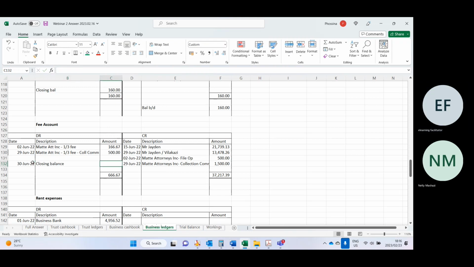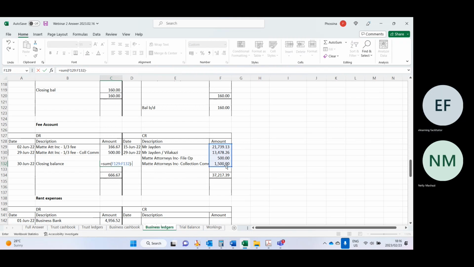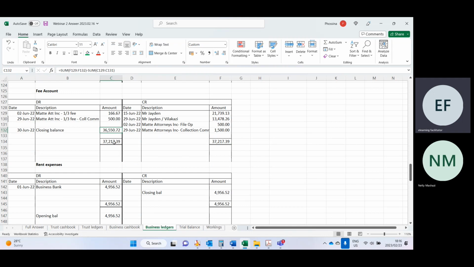Okay. Closing balance. I'm just going to apply a formula. So we are adding up our credit side, and then we subtract our debit side. Like that, so we get our closing balance. If you can look at it, this and that should be the same. So you can always say this minus the balance which is here. That's what you put so that they equal. Okay. So our fee account, when we take it to the trial balance.